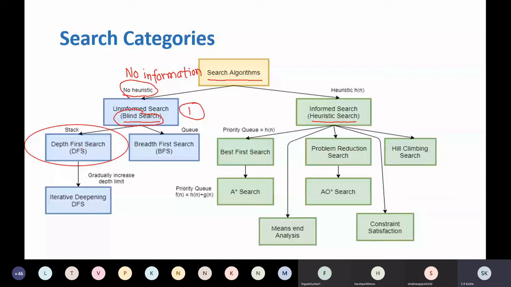Then the modified version of depth first search is your iterative deepening depth first search. This is also called the DFID algorithm. So today we will be discussing all these three techniques: DFS, BFS, and the iterative deepening depth first search algorithm. So we'll start with DFS, the depth first search technique.